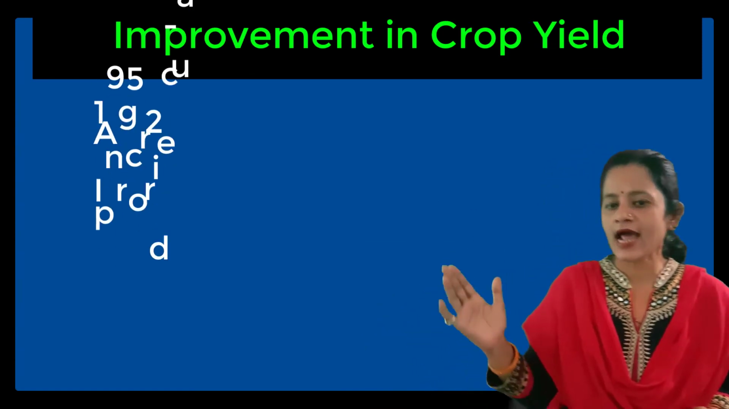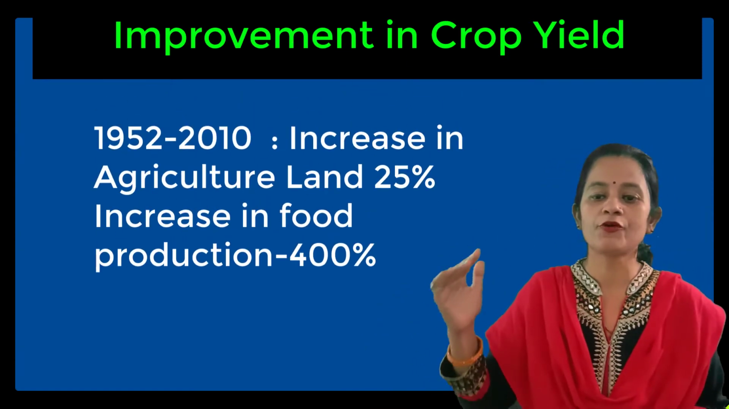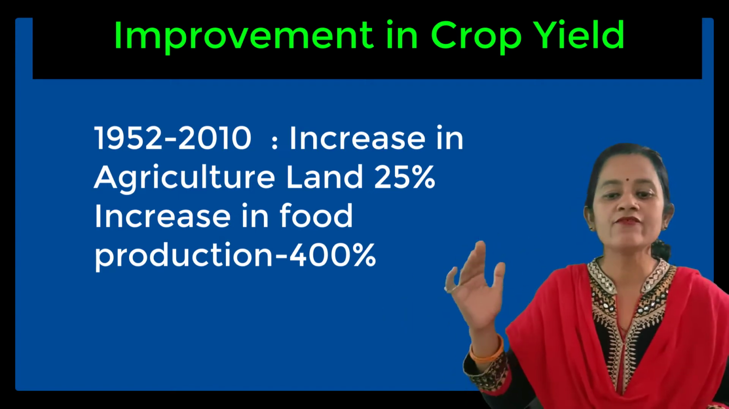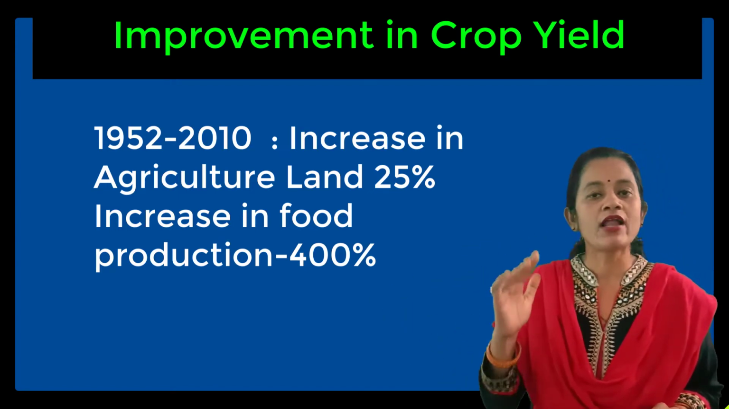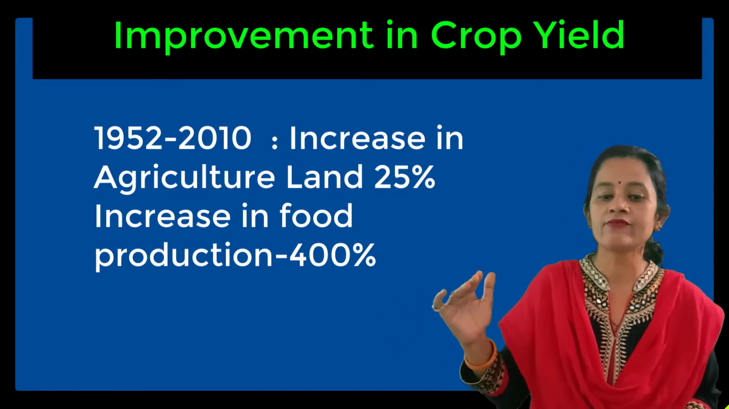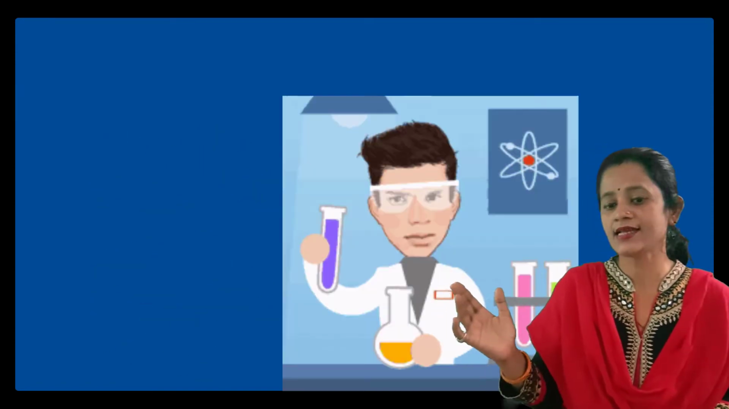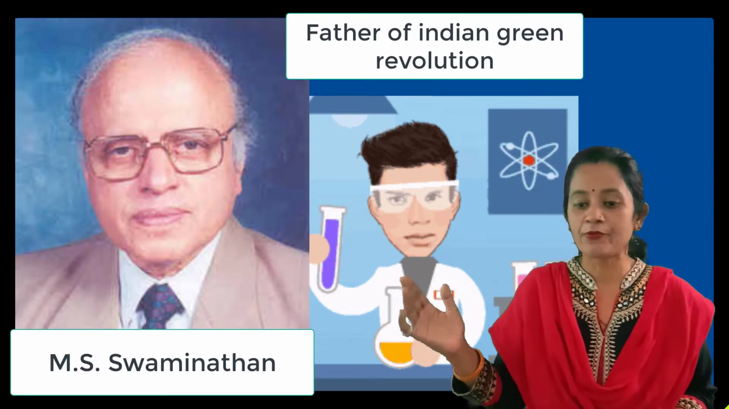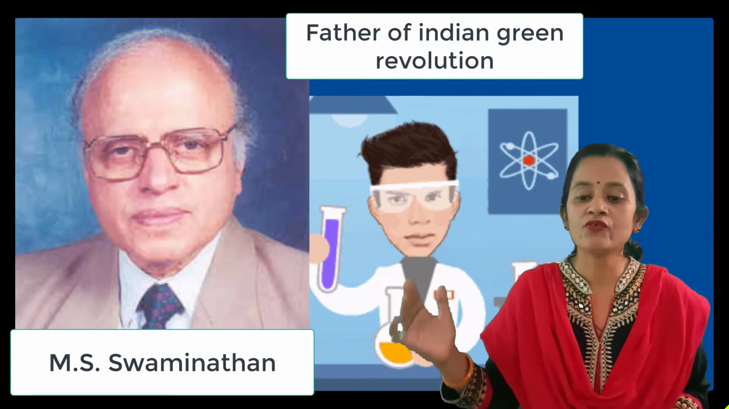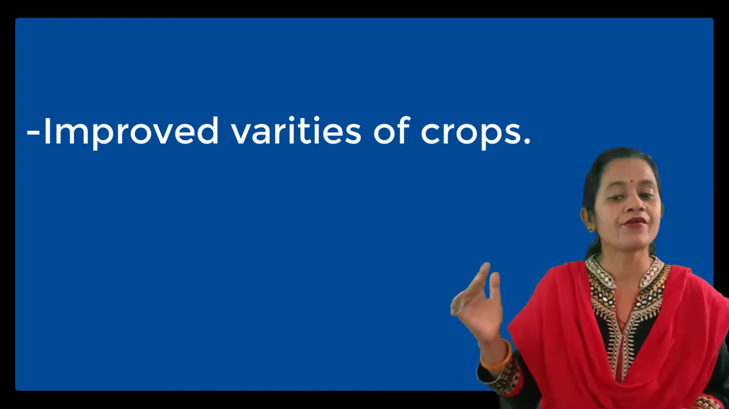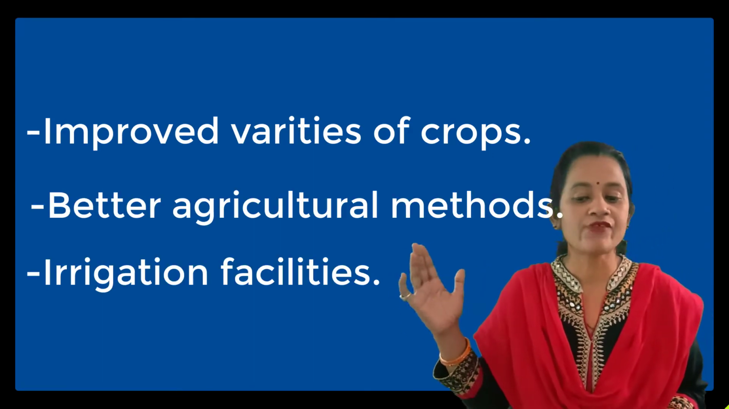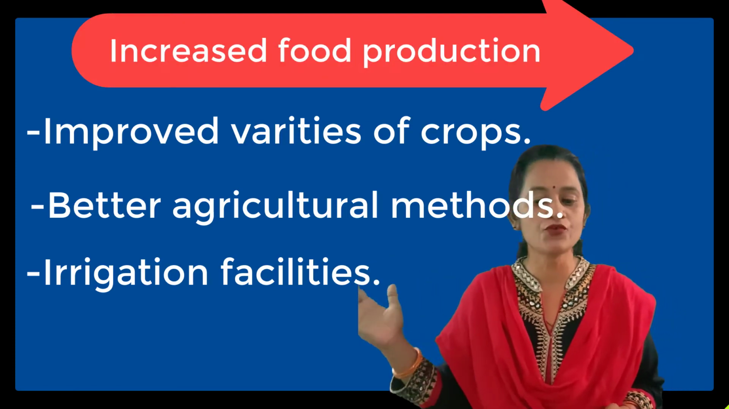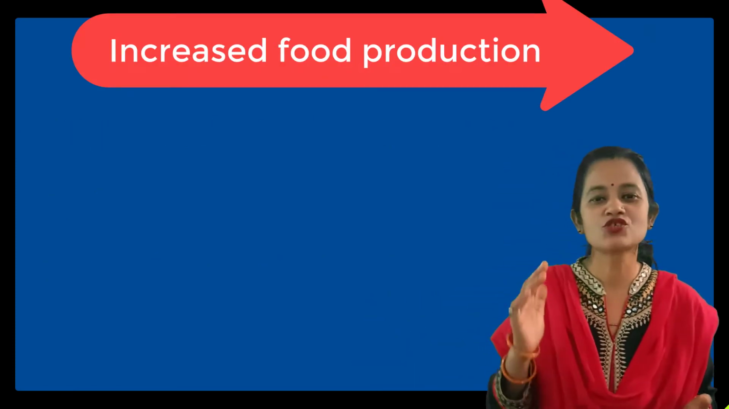In India, there has been a 4 times increase in the production of food grains from 1952 to 2010 with only 25% increase in the cultivable land area. Indian scientists have been able to increase food grain production. They have introduced improved varieties of crops, better agricultural methods and irrigation facilities resulted in the production of food grains. This was through a country-wide program called Green Revolution. So, we can say that Green Revolution has made India self-sufficient in food grains.